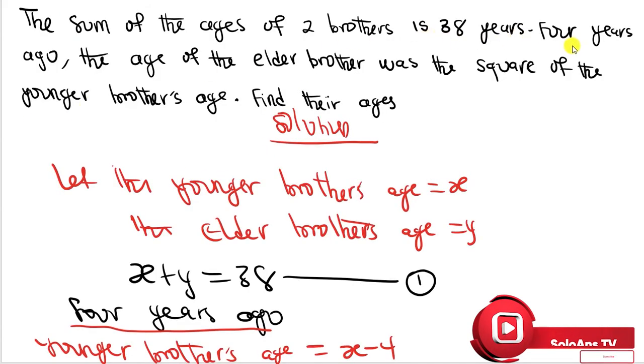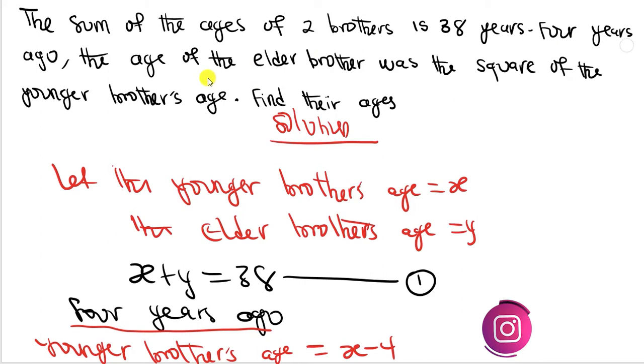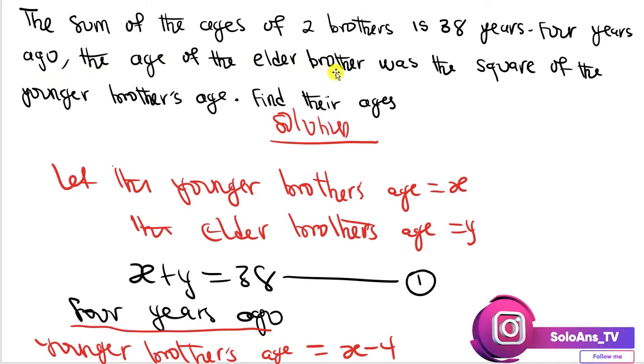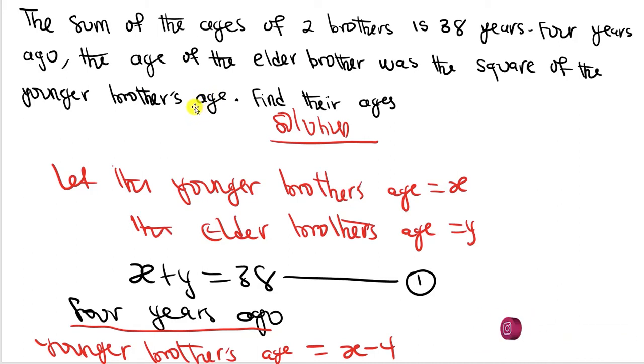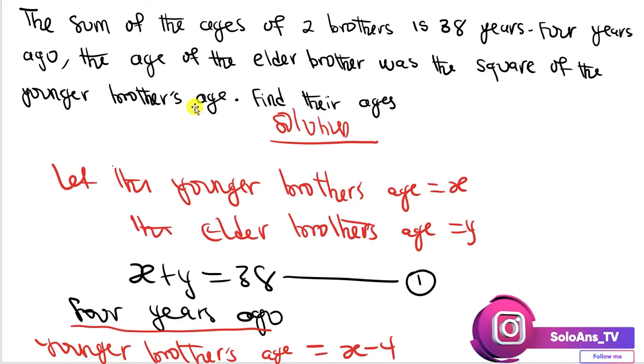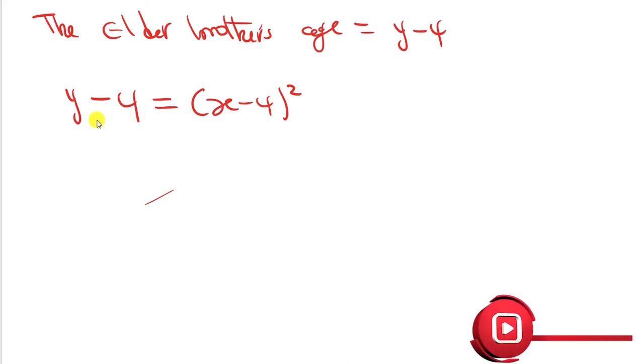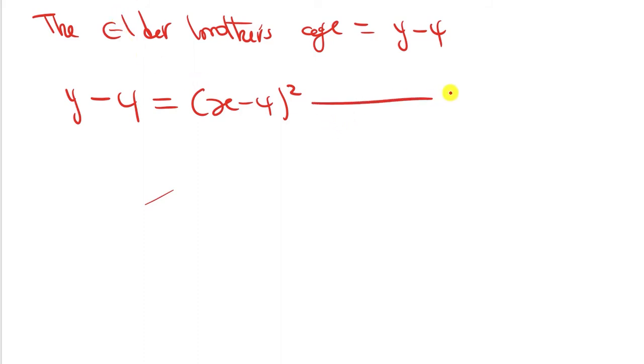From the question, let's go through that again. It said 4 years ago, the age of the elder brother was the square of the younger brother's age. You are not going to use their present ages. You use their ages 4 years ago to write the relation. That is why we are having y minus 4 being equal to x minus 4 all squared. So this becomes our second equation.